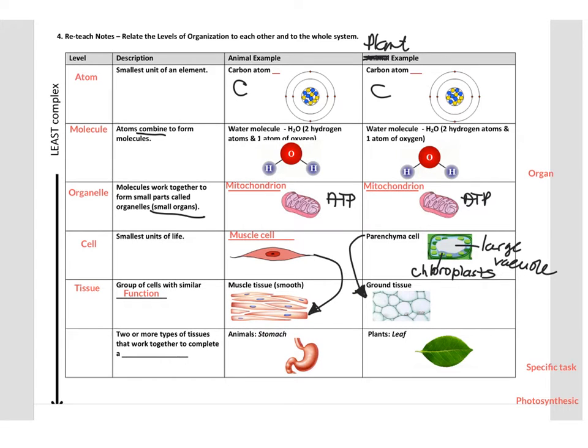The next more complex level is an organ. An organ is made up of 2 or more types of tissues that work together to complete a specific task. For example, the stomach has a specific task of digestion. Plants also have organs such as stems and leaves and roots and flowers. Our example of a plant organ is a leaf, and leaf is a photosynthetic organ, which means it can perform the process of photosynthesis and make sugars.